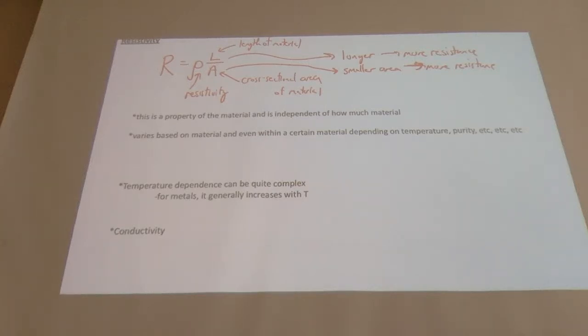If you take the wire and make it smaller in cross-sectional area, it offers more opposition to the electrons, to the charge being able to flow through, okay? So more length, more resistance, smaller cross-sectional size, more resistance.